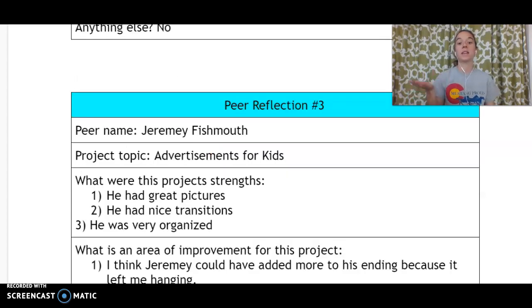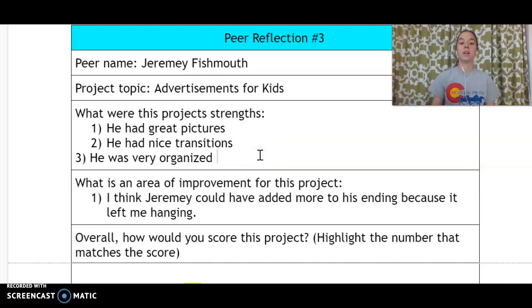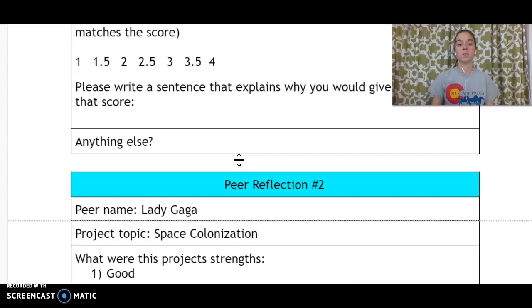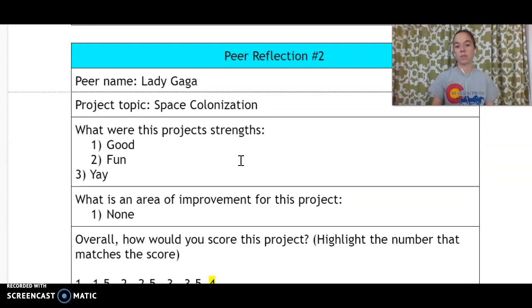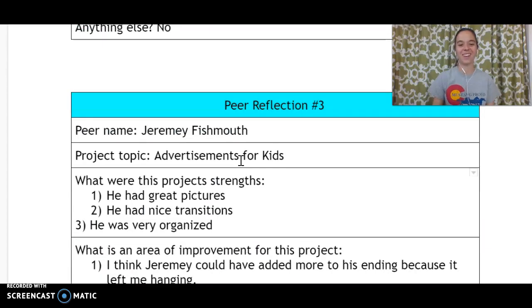So now let's look at an example of what we're looking for in your peer review, right? We want complete sentences, some thoughtfulness around how you go about this. So for this person, we looked at Jeremy Fishmouth's project. He chose to research advertisement for kids. Okay, so here is a great way to talk about somebody's strengths. He had great pictures, he had nice transitions, he was very organized. That tells me so much more than good, fun, yay. Okay, hopefully you get the point there, okay?